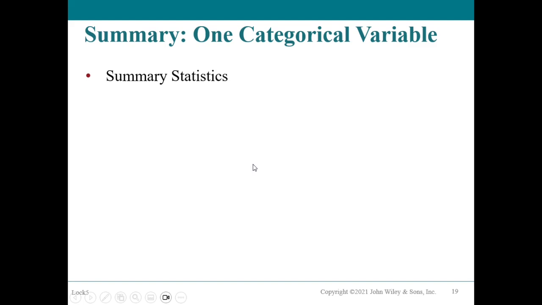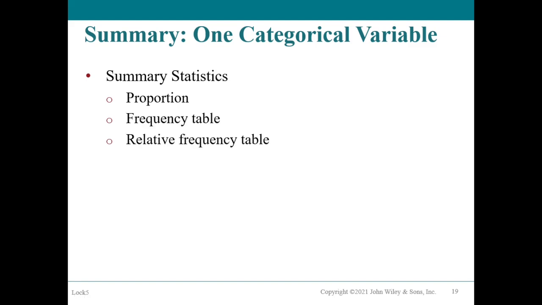Right. So that's all about one categorical variable. Let's see what we talked about. We talked about summary statistics, especially proportions, frequency table, relative frequency table, and then we talked about visualization, which means bar chart and pie charts. So those are the main ways that we can visualize one categorical variable. So if you have any questions about one categorical variable, please talk to me. Do not wait until the last minute. Just come and talk to me.